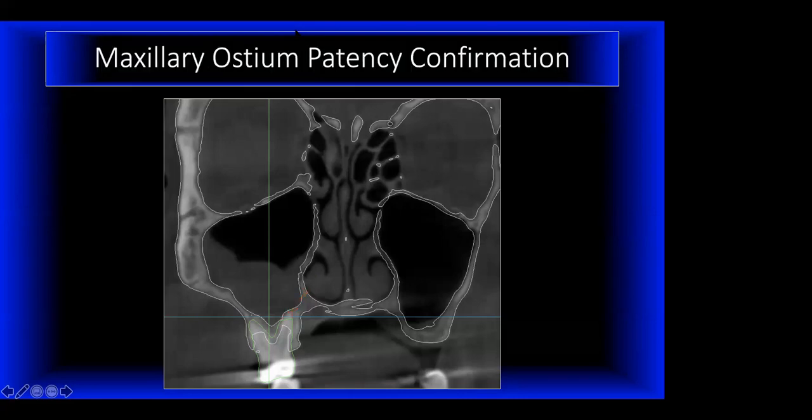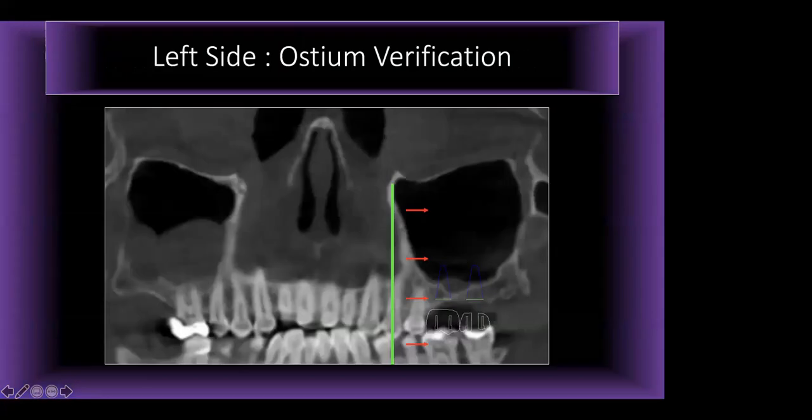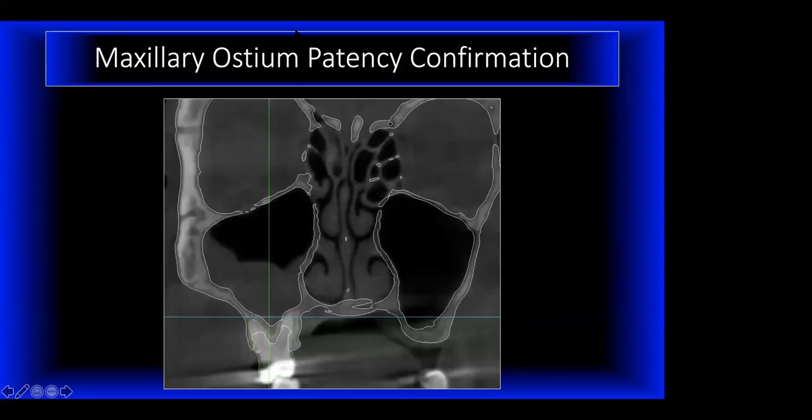The next thing we have to do is to evaluate the maxillary ostium patency. Now, what do I mean by that? The maxillary ostium is the opening of the maxillary sinus, and I'm going to draw it. It's usually right here. Any debris in the sinus will go against gravity, and the cilia push it out towards the ostium.